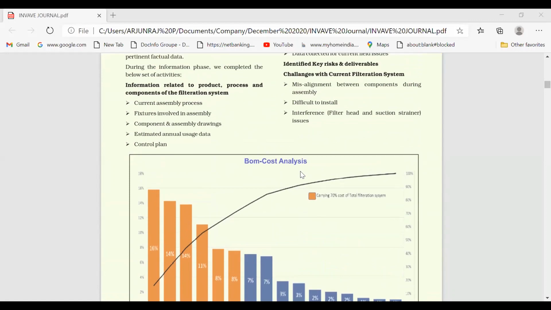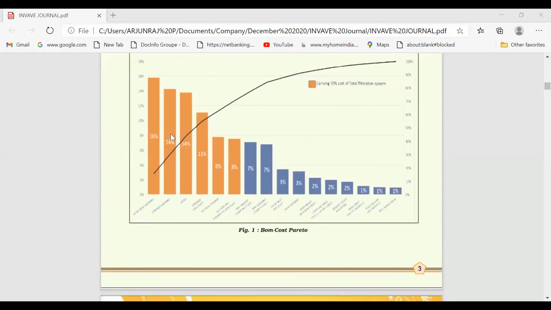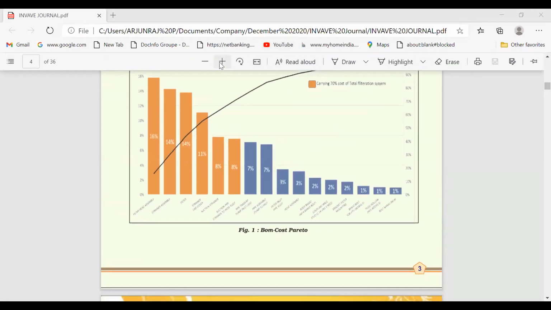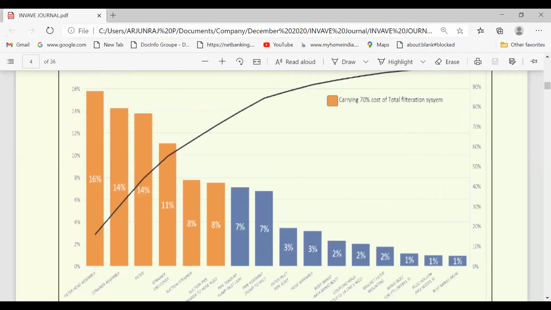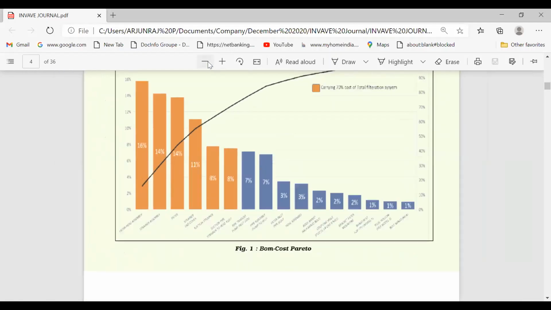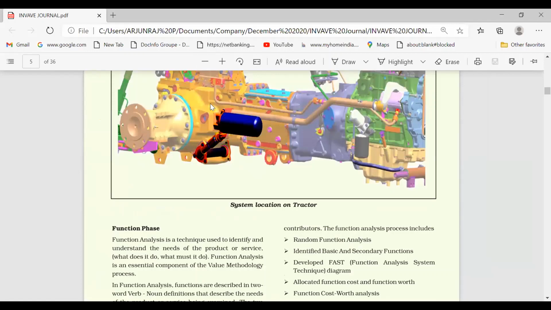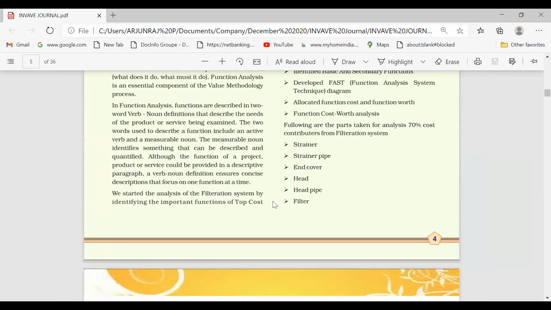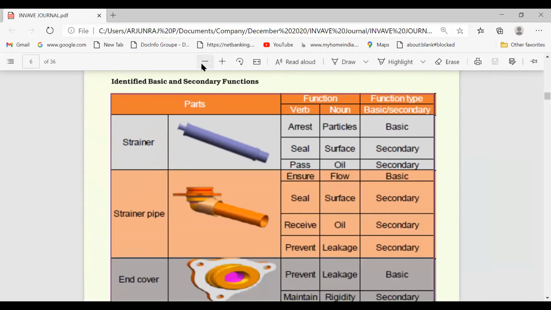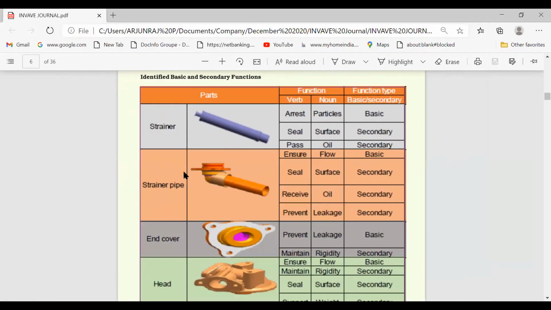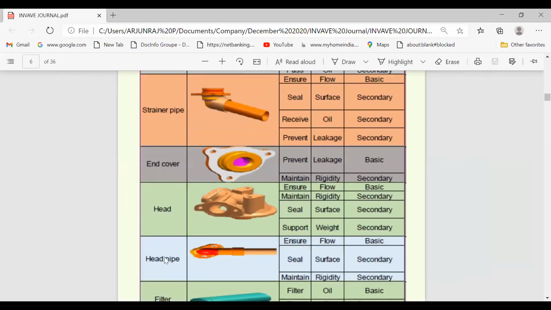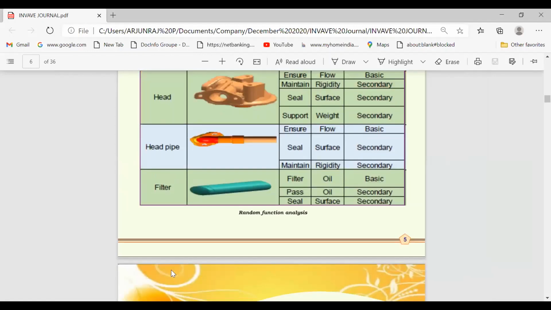They also understood what is the cost contributing. You see, for different products, what is the cost? Filter, strainer assembly. So they also did a Pareto chart to understand what is the highest cost contributing thing. This is the location of the tractor filter. What are the different parts of the filter? It has the strainer, the strainer pipe, the end cover, the head, the head pipe, and the filter.